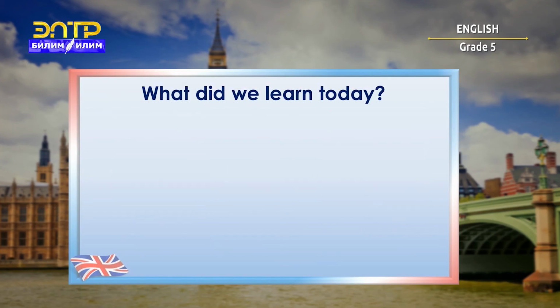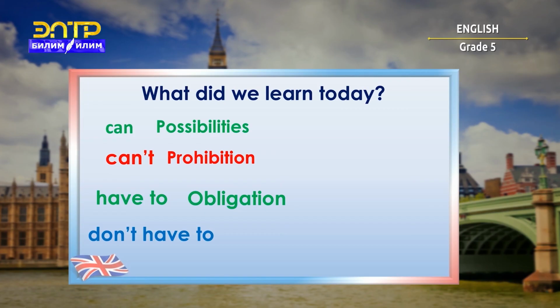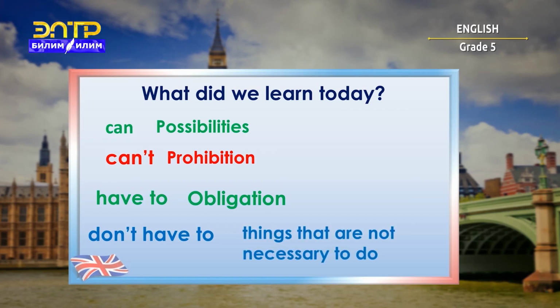You have learned a lot of interesting and useful information about modal verbs. Let's remember, what did we learn today? We can use modal verb can for expressing possibilities, can't for prohibition, have to for obligation, don't have to for things that are not necessary to do.